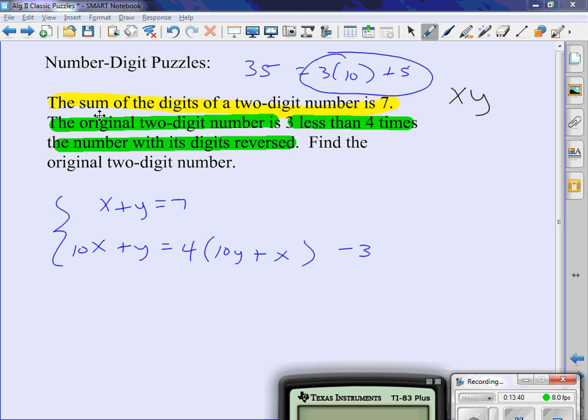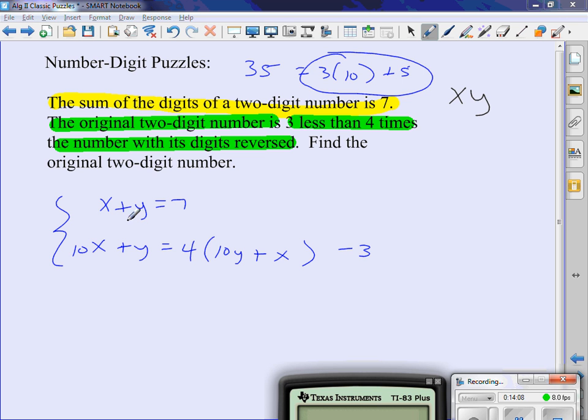Okay, so we did the sum of the digits of the 2-digit number is 7. x plus y equals 7. The reason why it's 10x plus y: 3 times 10 is 30, because it's in the 10 spot, 5's in the 1's place, equals, it was 4 times the digits reversed. So now that 35 becomes a 53. So it's 10y plus x, and the minus 3 goes on the end.